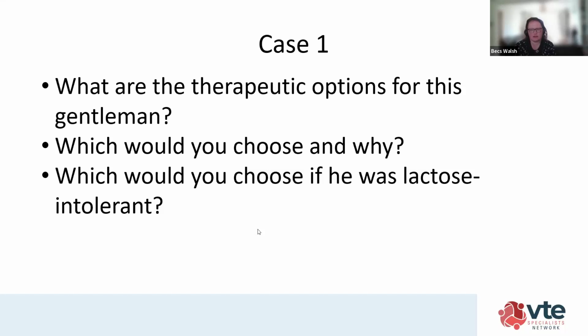Would you co-prescribe anything else? Anyone? PPI. Thank you. Yeah, PPI, on the basis of past medical history of GORD. Yeah, great. Any apixaban voters in the room? What would you dose after the initial 10 milligrams BD for 7 days and why?